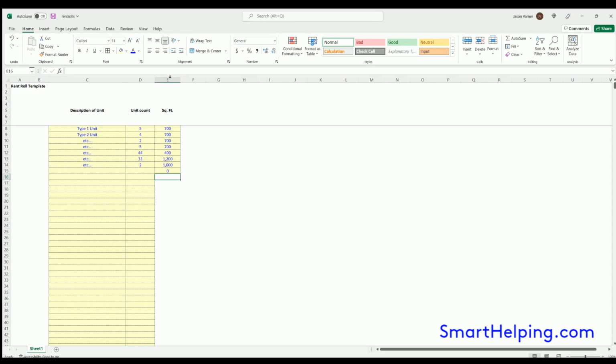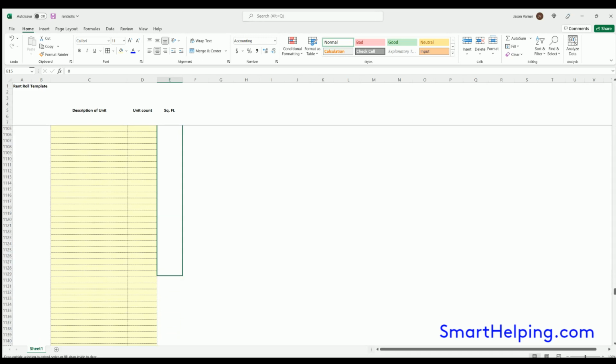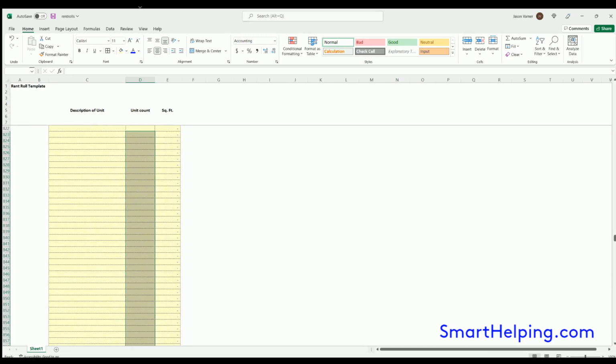And we'll do some formatting here too. Everyone likes the little dash if it's a 0. And then same with the unit count.